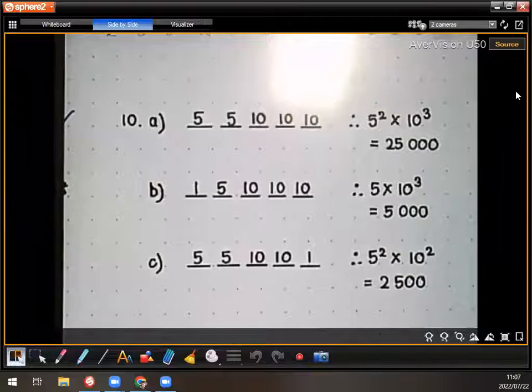I'm going to give you guys another exercise with some more of these now where they're giving you fixed values and things.